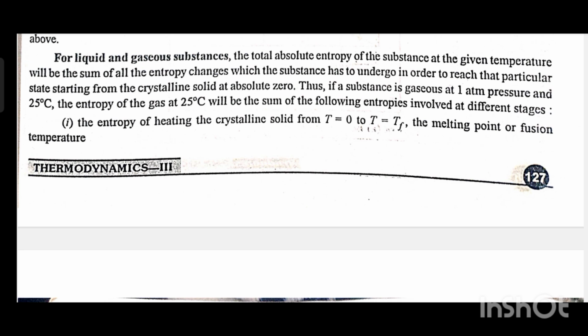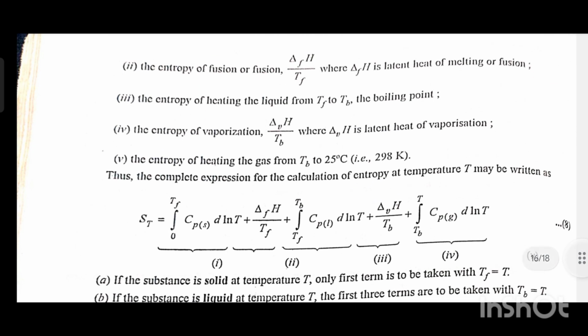Thus, if a substance is gaseous at 1 atmospheric pressure and 25 degrees Celsius, the entropy of the gas at 25 degrees Celsius will be the sum of the following entropies involved at different stages. Number 1, the entropy of heating the crystalline solid from T equals 0 to T equals Tf, the melting point or fusion temperature. Number 2, the entropy of fusion, delta Hf upon Tf, where delta Hf is the latent heat of fusion. Number 3, the entropy of heating the liquid from Tf to Tb, the boiling point. Number 4, the entropy of vaporization, delta Hv upon Tb, where delta Hv is the latent heat of vaporization. Number 5, the entropy of heating the gas from Tb to 25 degrees Celsius, that is 298 Kelvin.